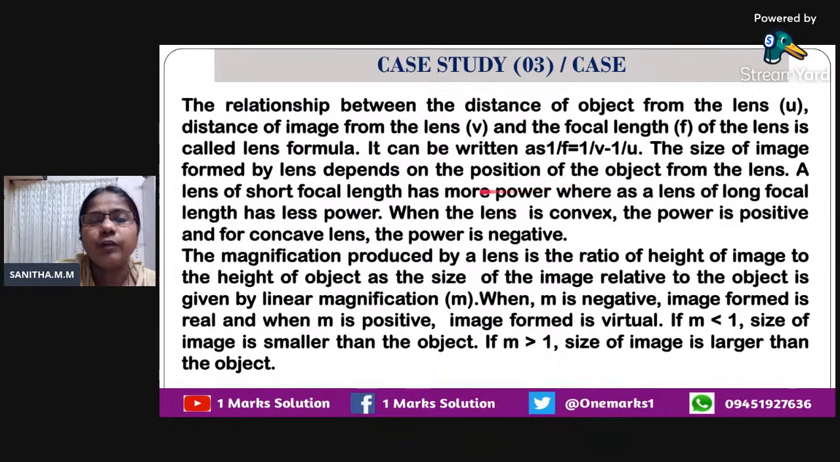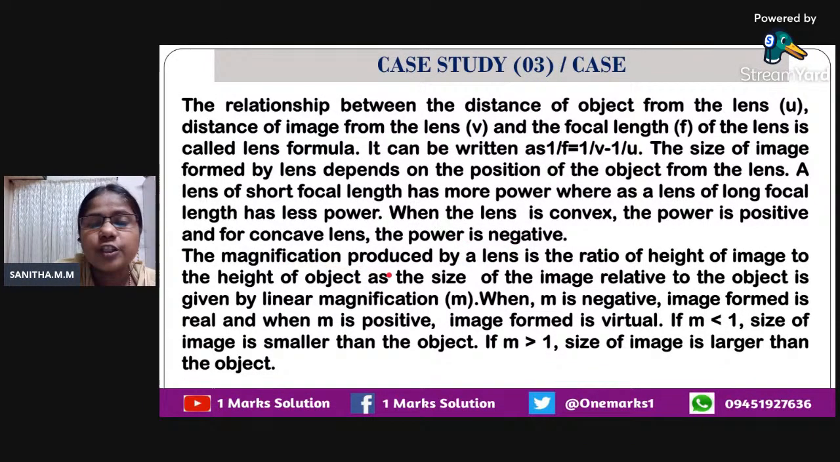A lens of short focal length has more power, whereas a lens of long focal length has less power. When the lens is convex, the power is positive, and the focal length also is positive. For a concave lens, the power is negative, and of course the focal length also is negative. Power is the reciprocal of focal length. We have to take the focal length in meters, so 1 by f in meters is the power. The unit of power is diopter. That also you have to note.